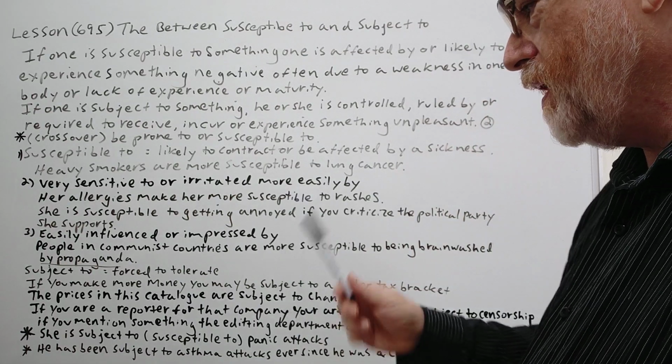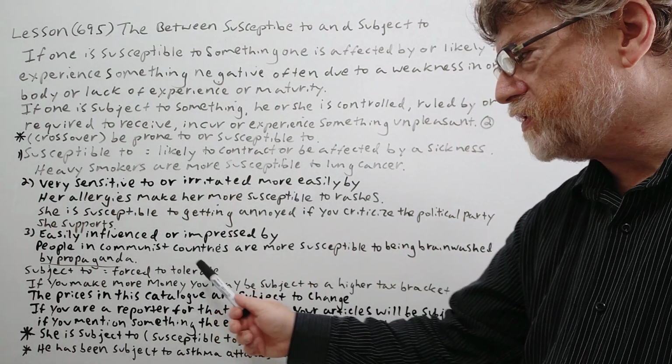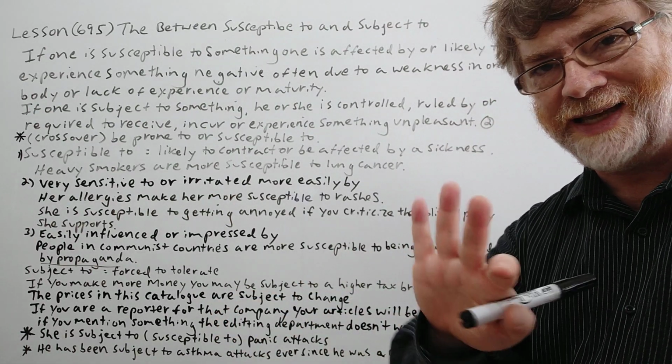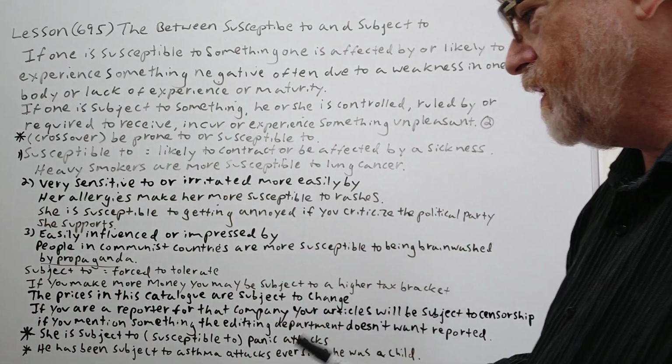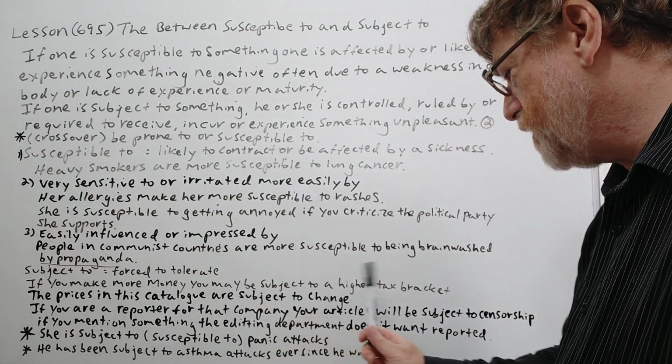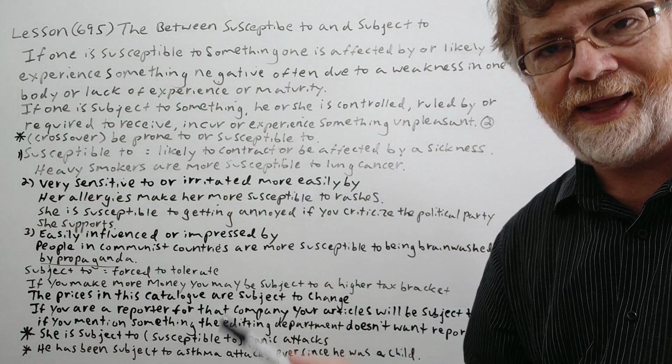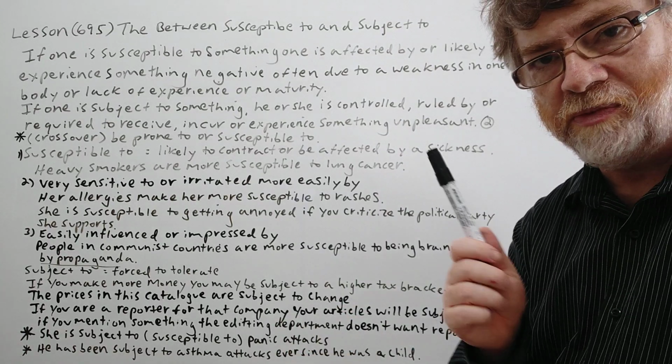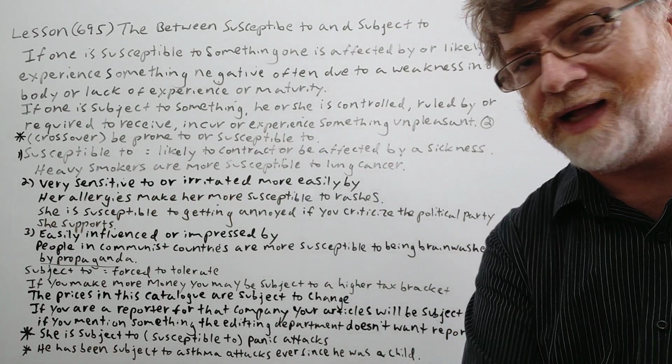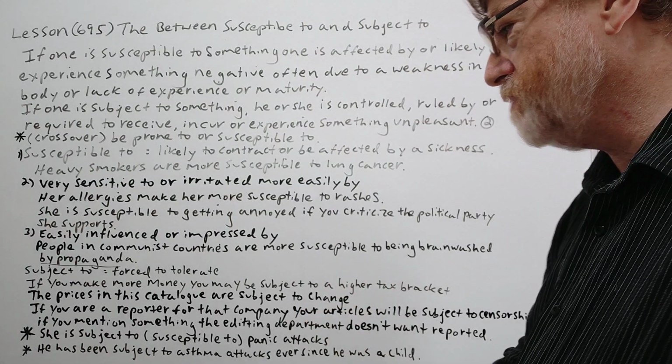All right, now, subject to. Well, the first one is forced to tolerate. So this is the one that's more clearly different. If you make more money, you may be subject to a higher tax bracket. Yeah, you don't want to pay that extra tax, but you'll be forced to do it. You'll be forced to tolerate it. So here you would use subject to.